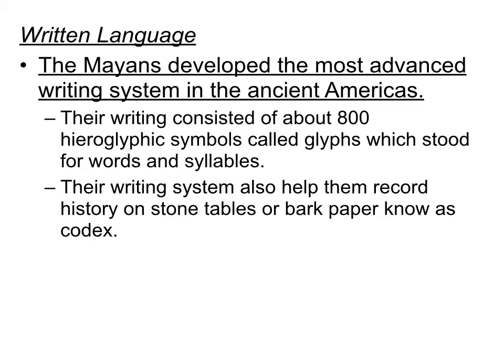And their written language was one of the most advanced systems in the Americas. They had around 800 hieroglyphic symbols, in which these images actually stood for words and syllables. And here is an image of their language. As you can see, some of them have pictures, and you see hands and maybe some animals or heads, things like that.